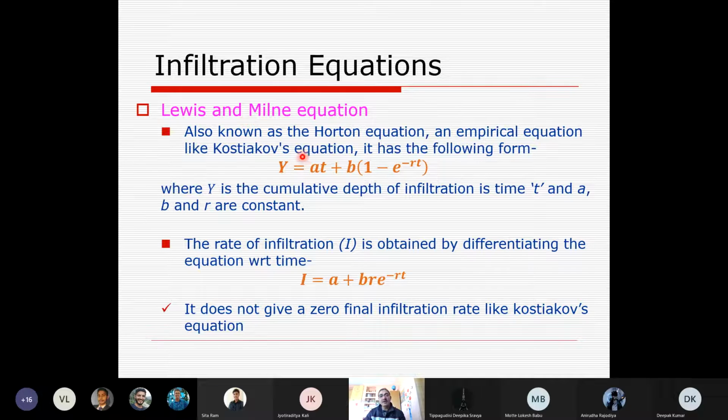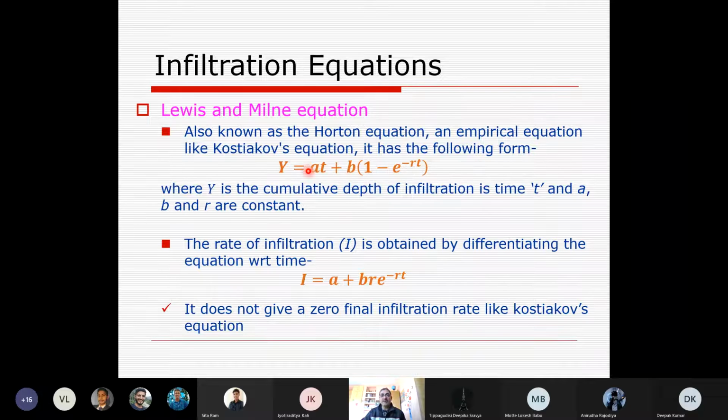Lewis and Milne developed a relationship of cumulative infiltration or accumulated infiltration with time, and they have given cumulative infiltration y equal to a t plus b into 1 minus exponential minus r t, and here a, b and r are constants. So we need to find out from the observation data to set up this equation and find out the value of these constants for a particular condition.